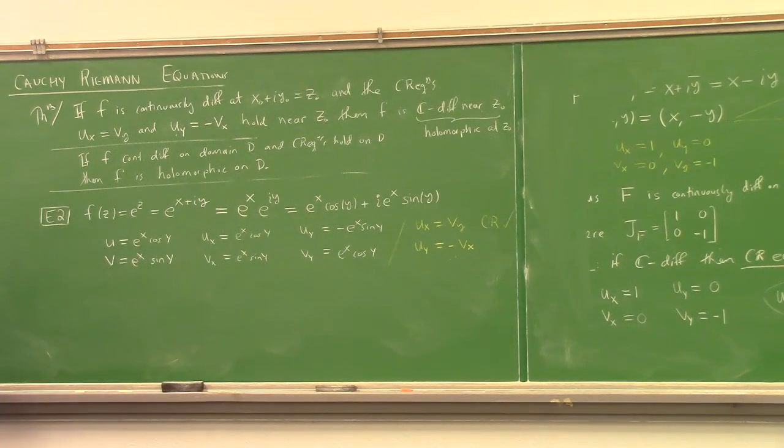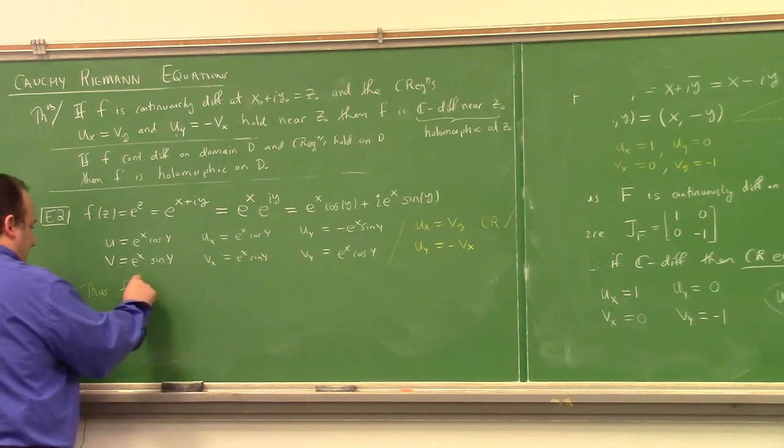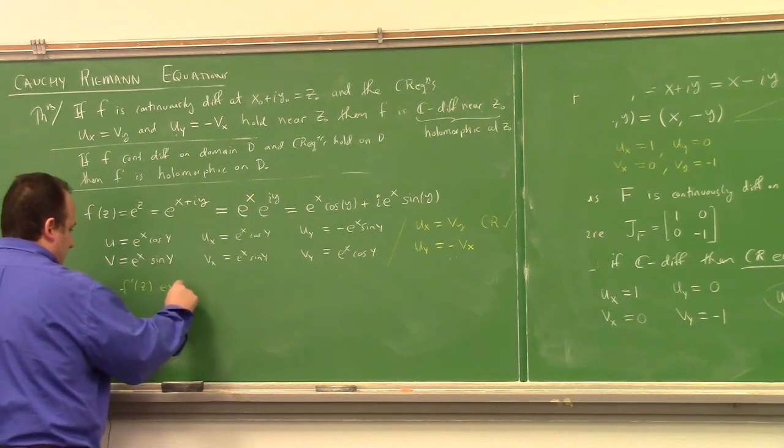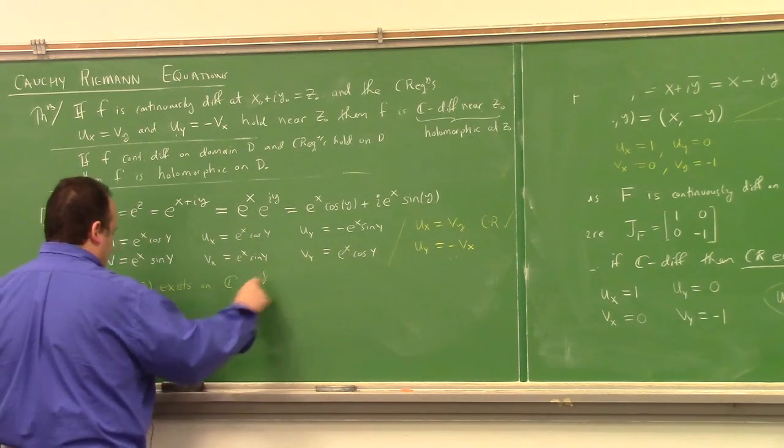Where do they hold? The entirety of the complex plane, which, by the way, is open and connected, therefore a domain. So this shows that, in fact, the complex exponential function is holomorphic on all of C. And not just that, what's its derivative? So thus, f prime of z exists on the complex plane, and what is f prime of z?